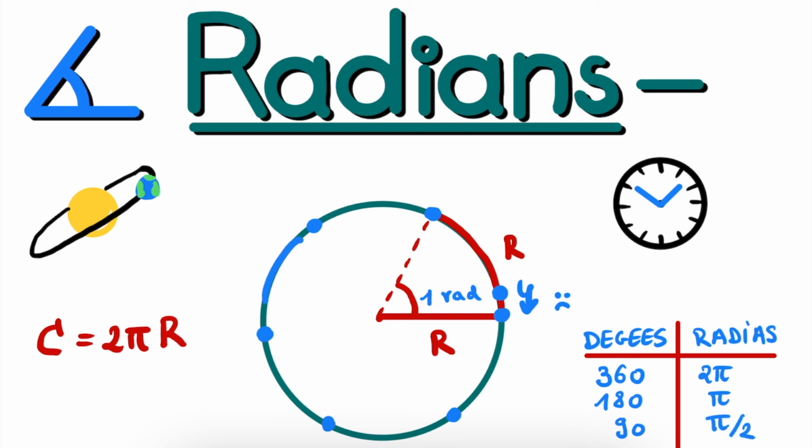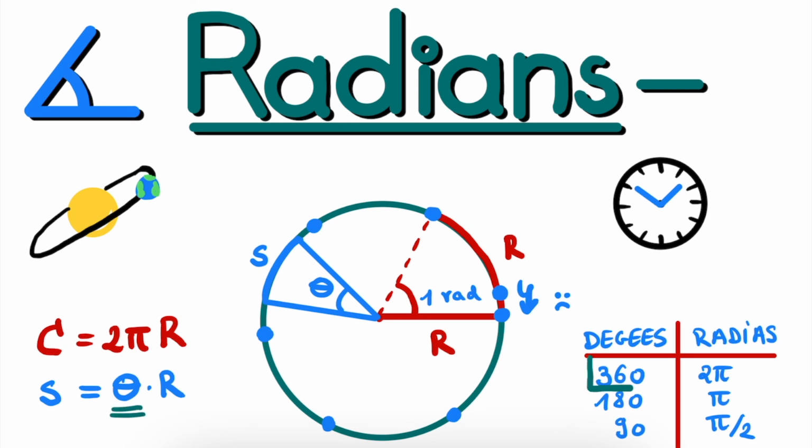As an added bonus, we can now understand the formula to calculate the length of any section around a circle. S, the section around the circle, is equal to the angle in radians multiplied with the circle's radius. And this checks out, since the entire circumference corresponds to an angle of 2 pi radians, and we again retrieve the formula for the circumference.